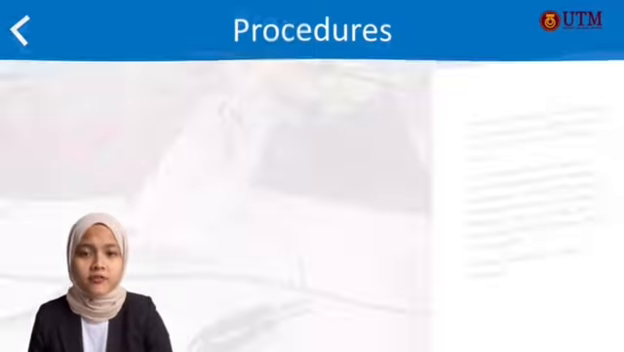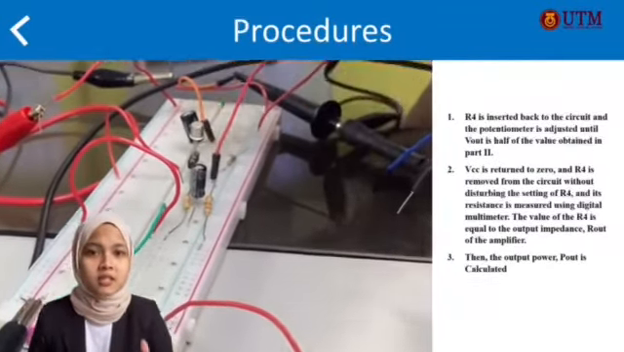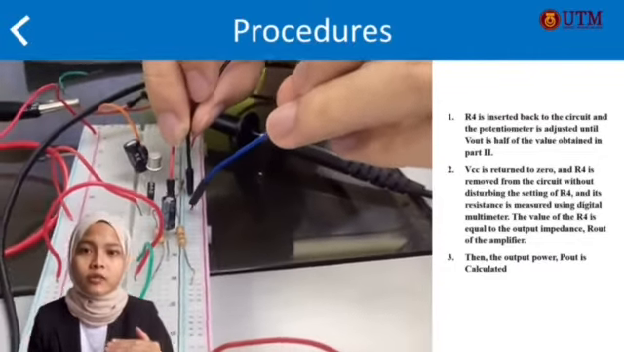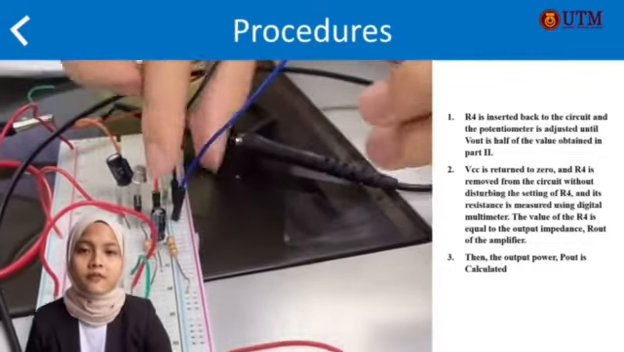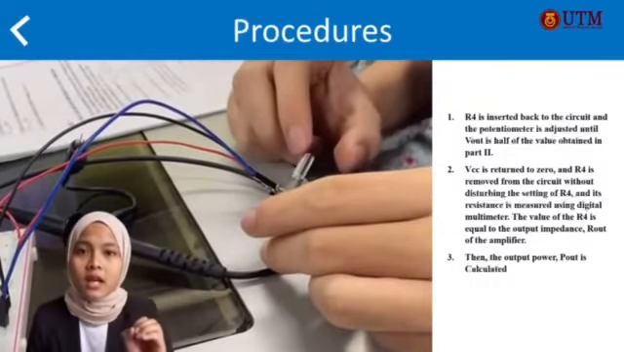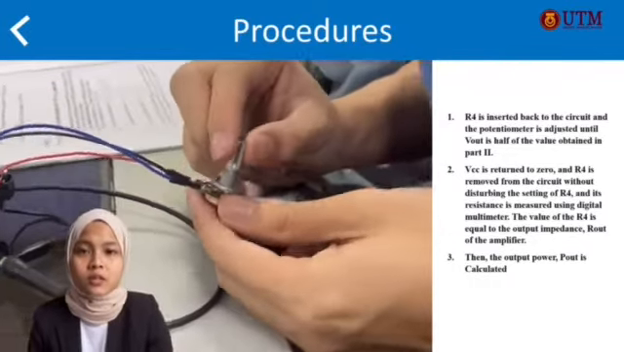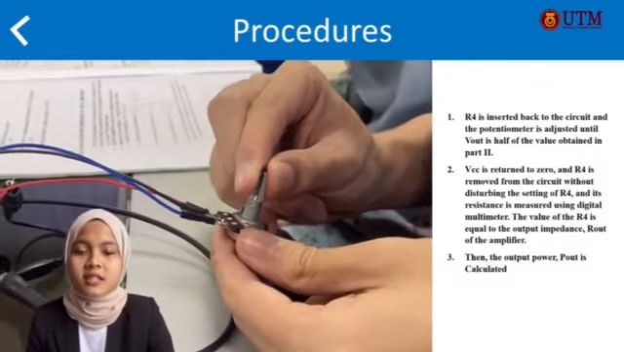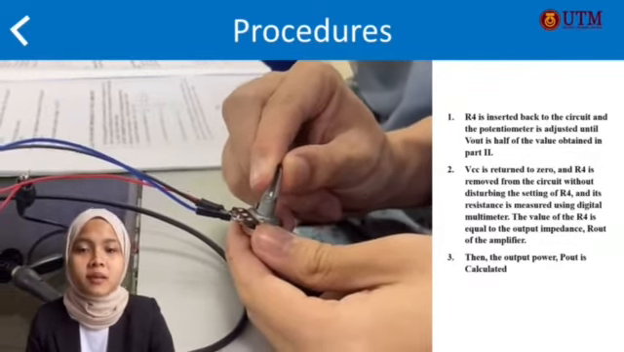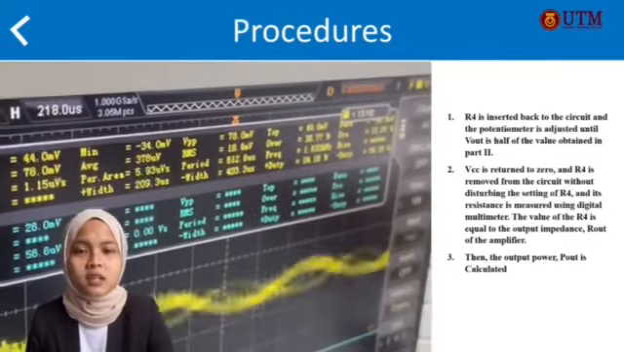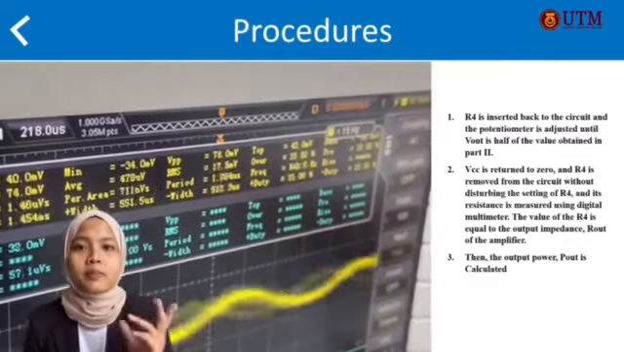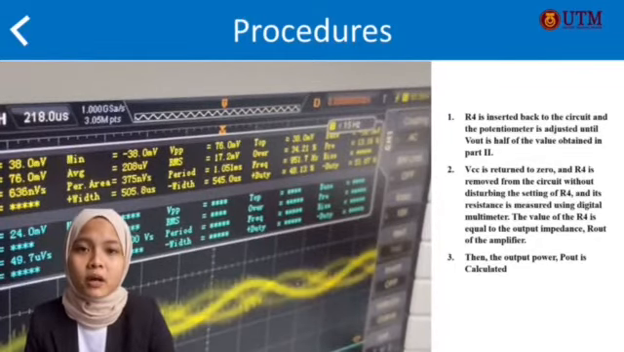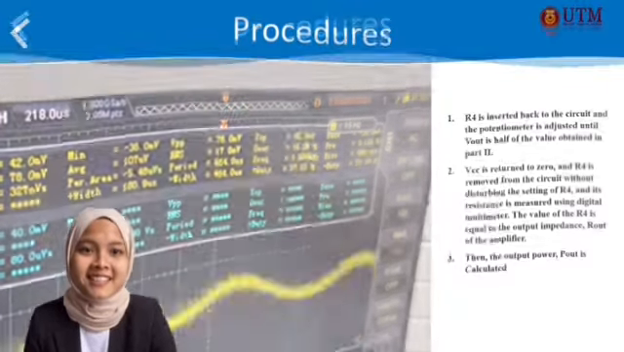First, R4 is inserted back to the circuit, and the potentiometer is adjusted until Vout is half of the value obtained in part 2. VCC is returned to 0, and R4 is removed from the circuit without disturbing the setting of R4, and its resistance is measured using the digital multimeter. The value of R4 is equal to the output impedance Rout of the amplifier. Then, the output power Pout is calculated.